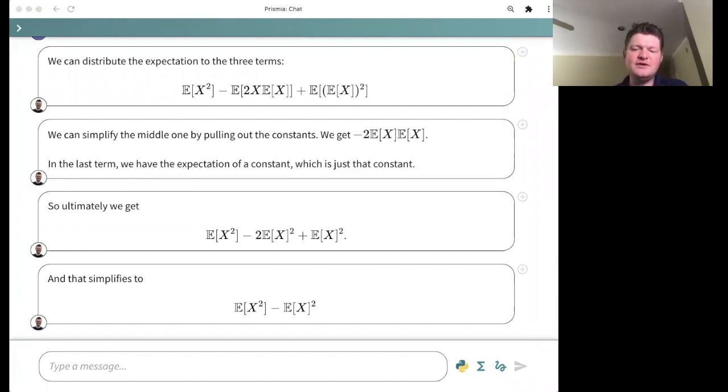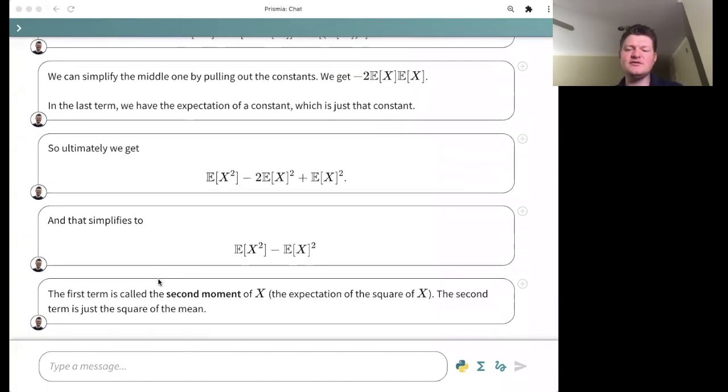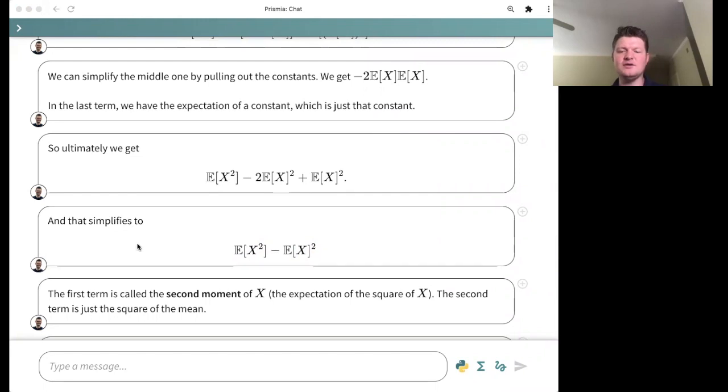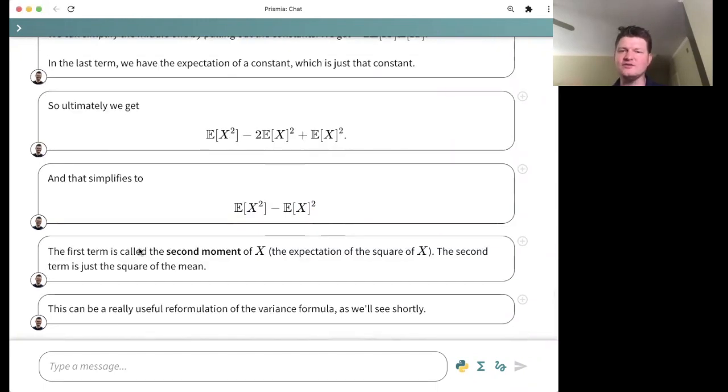And this first term, just to give you a piece of terminology here, this first term is called the second moment of x. So the expectation of the square of x, that's also called the second moment. And the second term here is just the square of the mean. So we can say the variance of a random variable is its second moment minus the square of its mean. And this can be useful in lots of different ways. Just algebraically, when we're dealing with variances, we'll have fewer terms to think about. They'll be less entangled. That's nice.